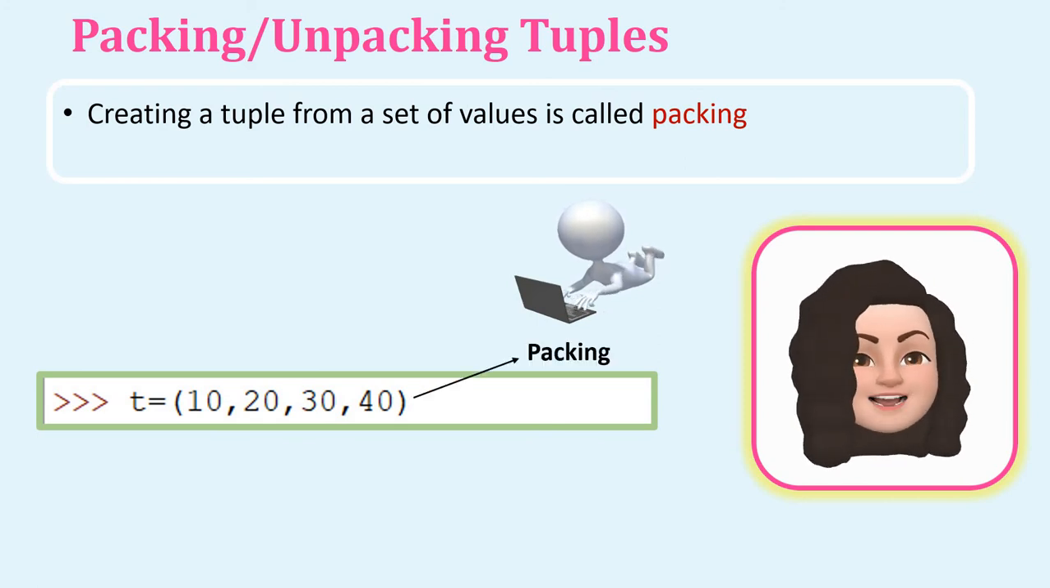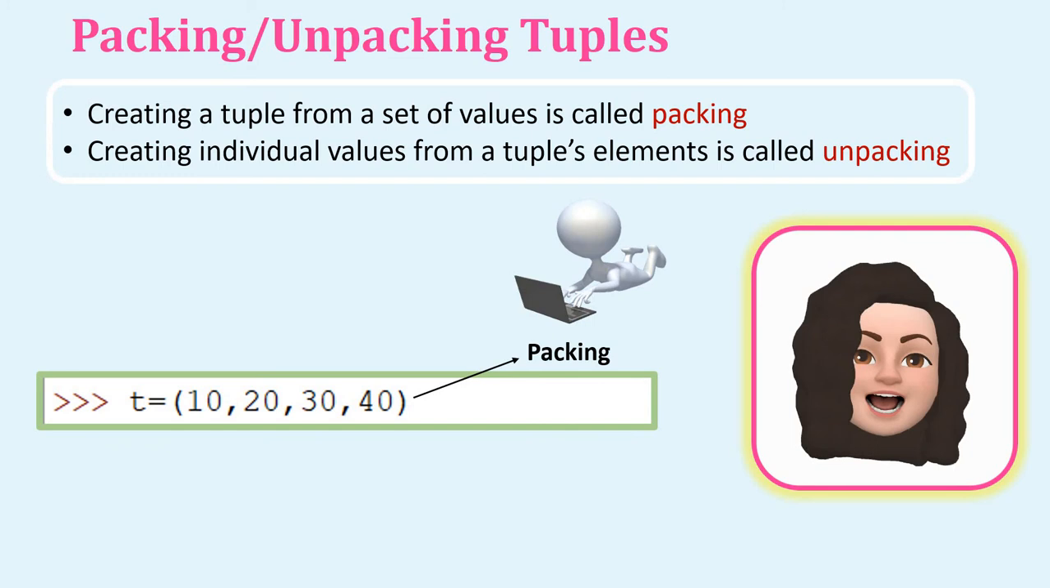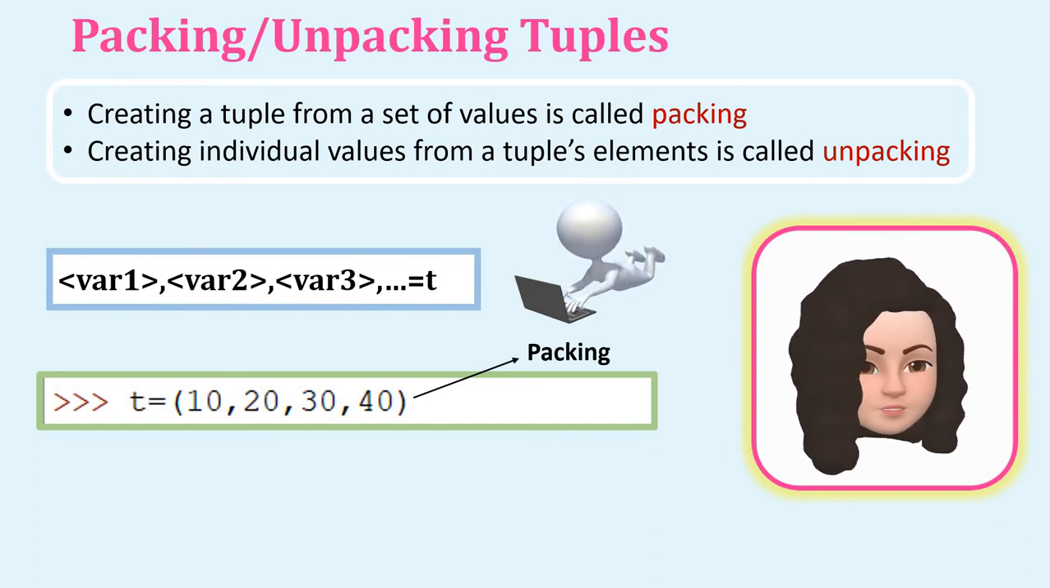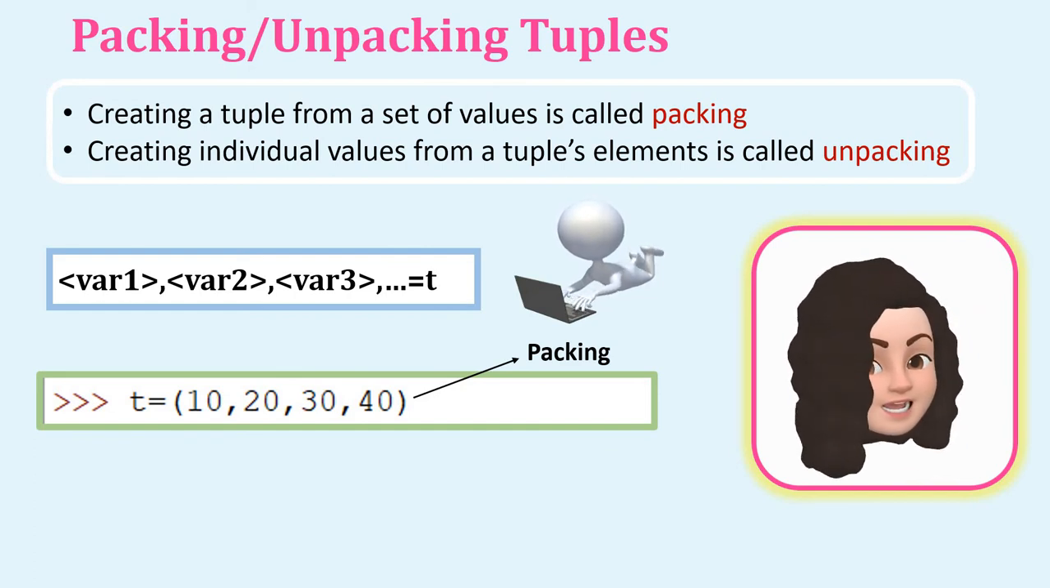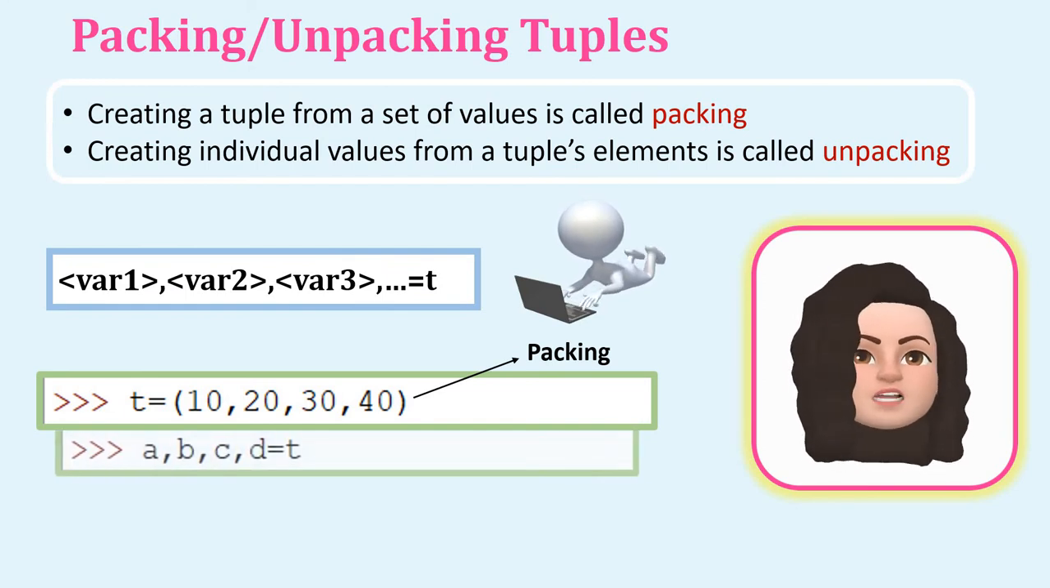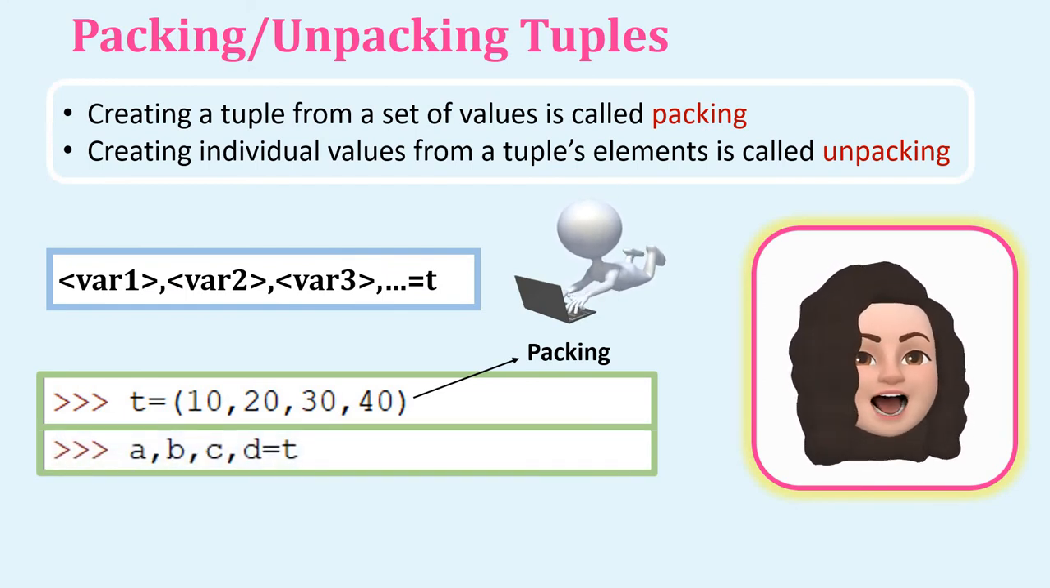Unpacking is creating individual values from the tuple elements. The syntax is variable 1, variable 2, variable 3, etc., equal to the tuple variable. The name of the tuple we have created is T. How many elements are there? 4 elements. Now I am going to unpack this tuple. To unpack this tuple, I have to create 4 variables because there are 4 elements. So let me create A, B, C, D, equal to T. So this is unpacking.